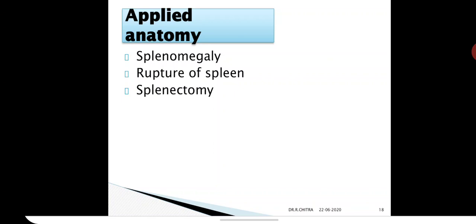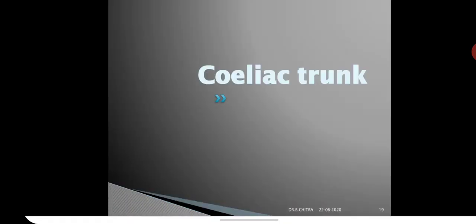Spleen, which is a short essay, we have seen under the following headings: situation, axis, size and shape, presenting parts, two ends, medial end and lateral end, two surfaces, diaphragmatic and visceral surfaces, two borders, superior border and inferior border, two angles, anterior basal angle and posterior basal angle. So this completes the spleen topic. Now we will see the celiac trunk. That may also be asked as a short essay.